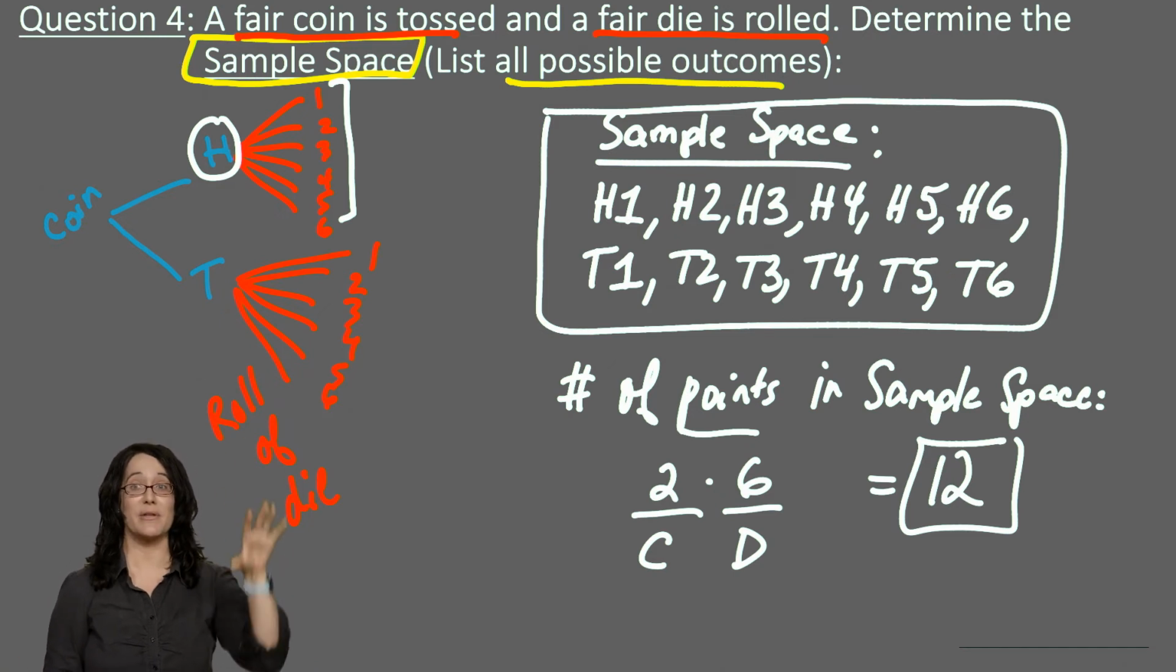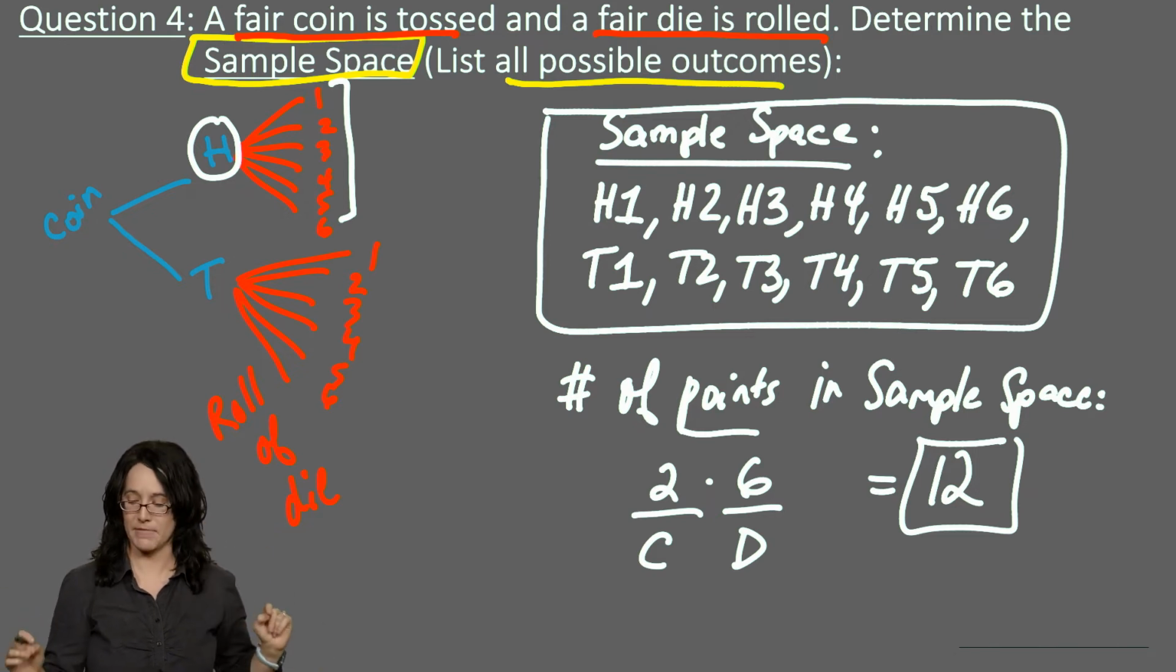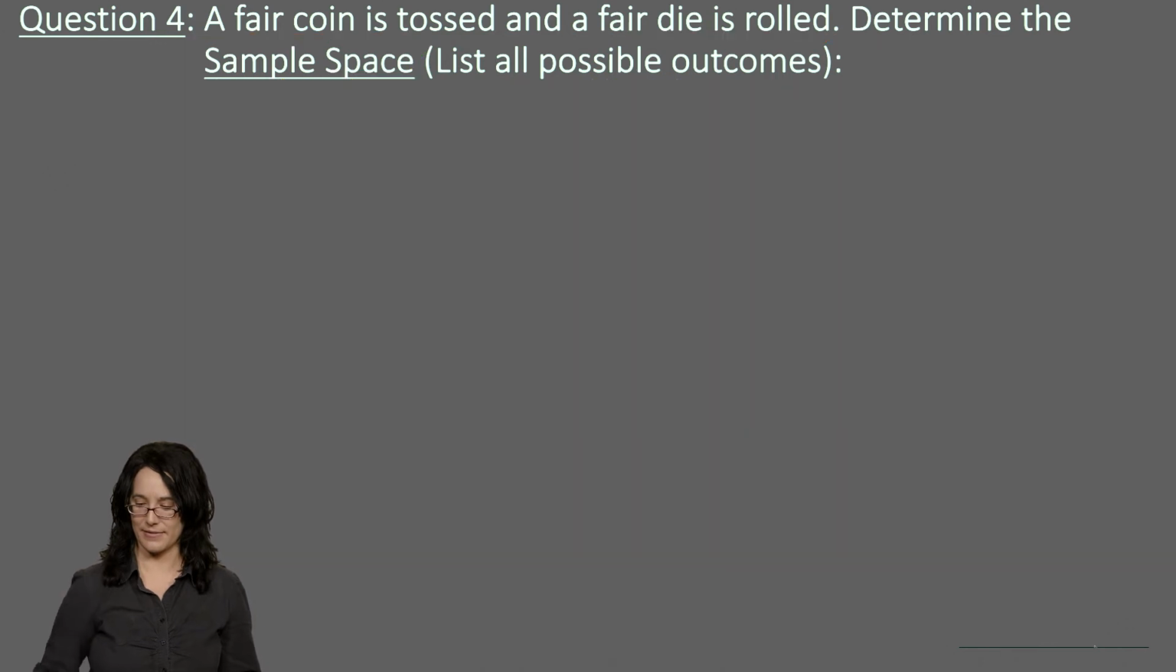So even if you didn't do the nice tree diagram like I did above, you could clearly think through, right, heads with this number, tails with this number, all 12 possibilities. So that's also another trick to keep in mind. All right, let's use this information in our next slide.